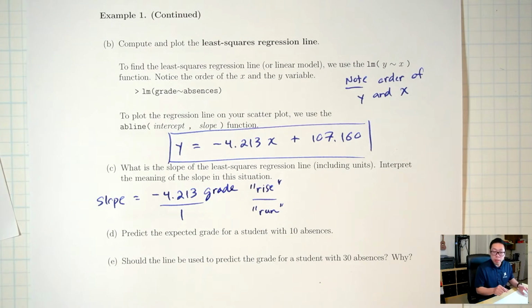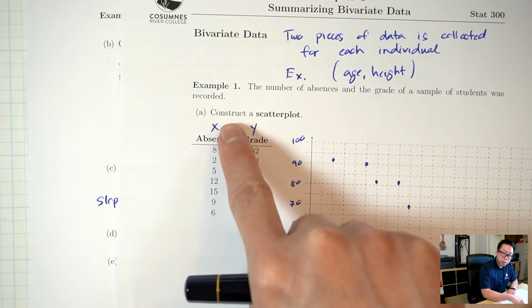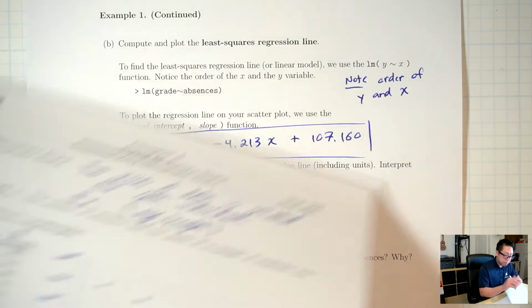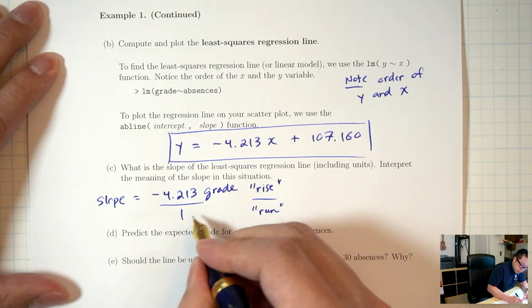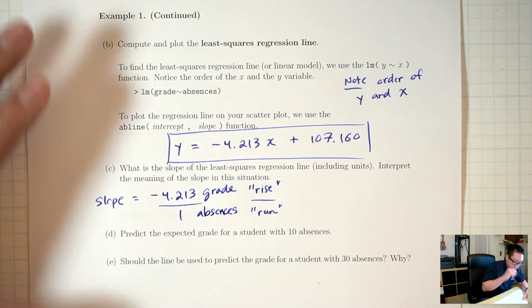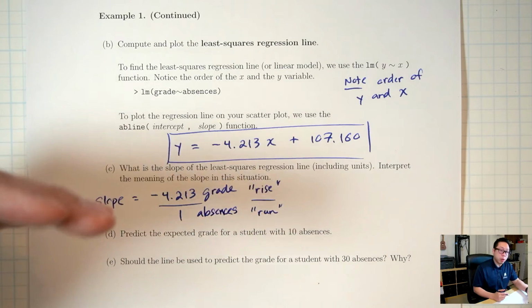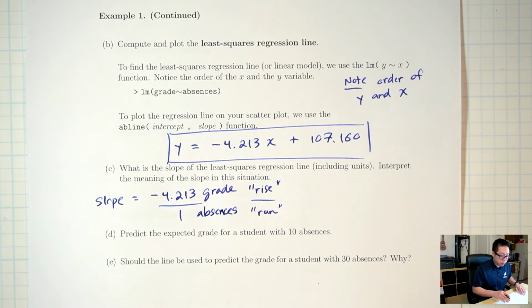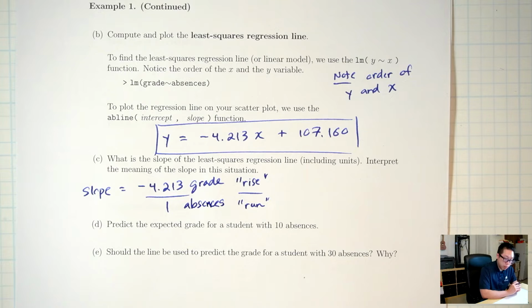Run means left or right. Left-right units are our x. Our x units are absences. So for slope, the top is going to be our y units, the bottom will be our x units. And then interpret the meaning of the slope in this situation.